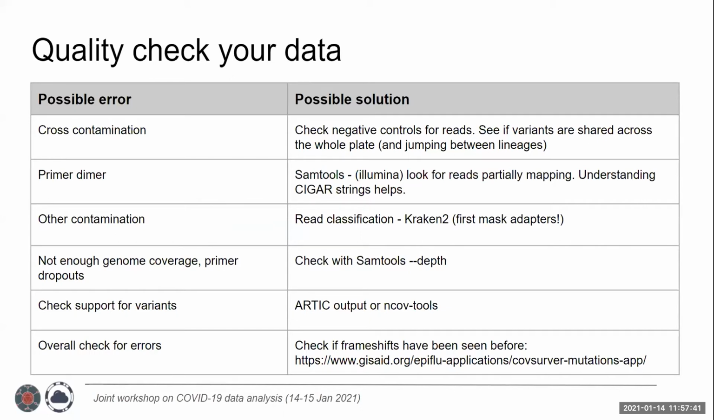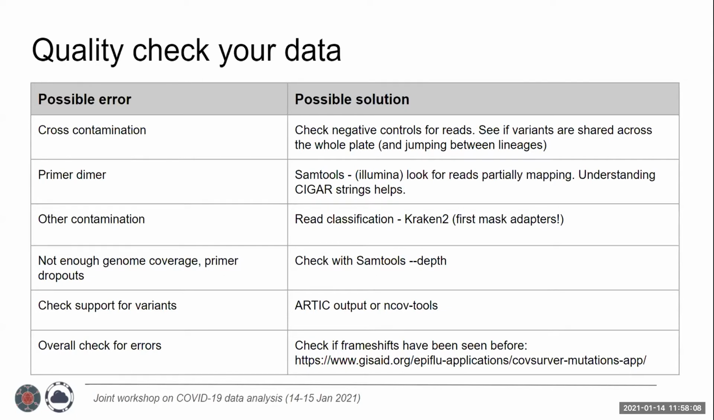For instance, if you're worried about primer dimers, or maybe you want to see if certain regions are dropping out for one reason or another, using a combination of SAMtools depth, SAMtools pileup, and understanding the CIGAR strings will go a long way into helping you figure out what's going on. Another thing you can do is keep an eye out for cross-contamination, which I mentioned before.